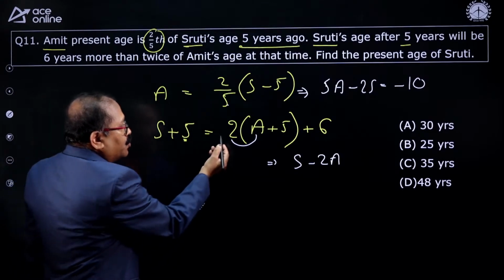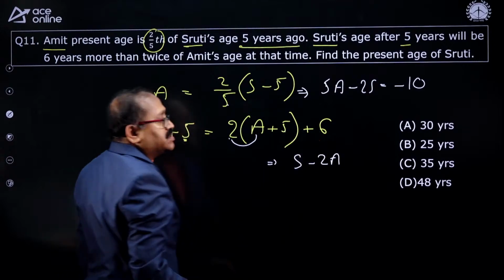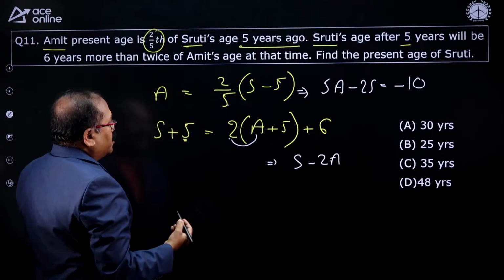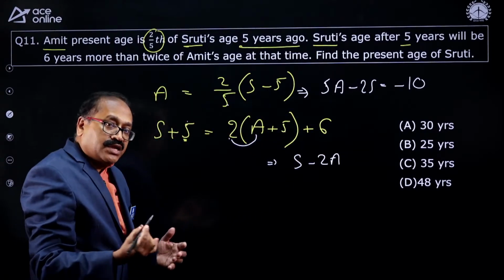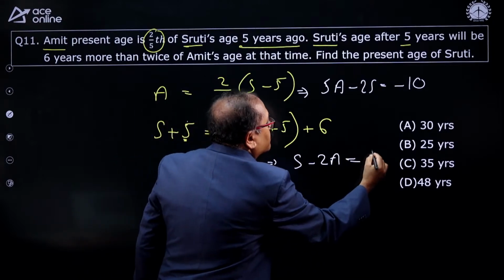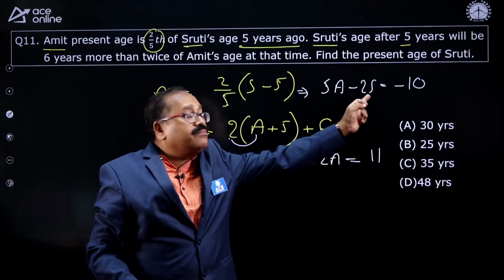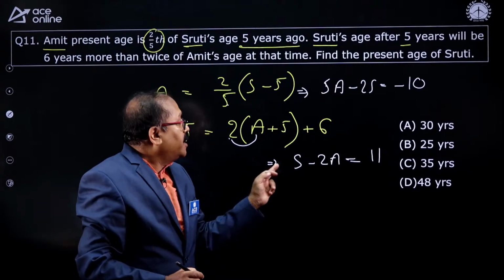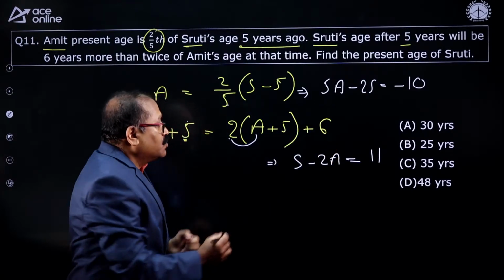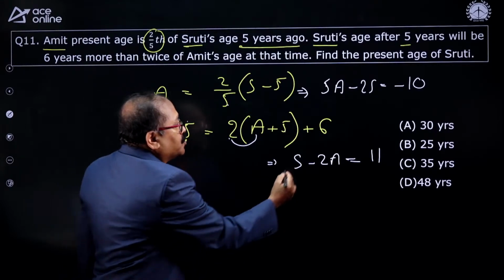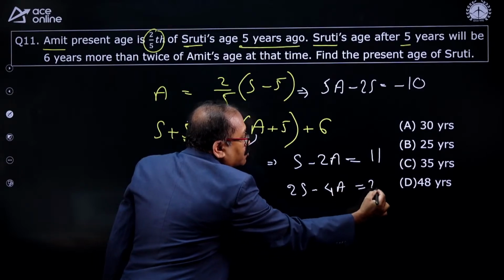So what is the next one? 2 into 5, that is 10, and 10 plus 6 is 16. When this 5 goes to the other side, 16 minus 5 is 11. Did you notice that we have two equations here? 5A minus 2S is equal to minus 10, and S minus 2A is equal to 20. What if I multiply this equation by 2? So I get 2S minus 4A, which is equal to 22.